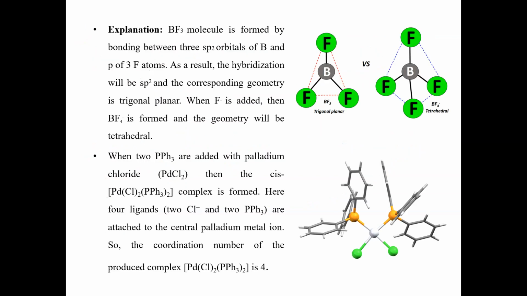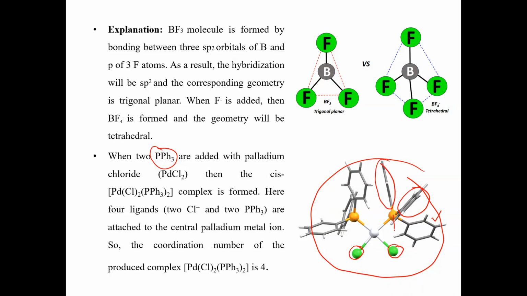Okay, if I discuss the second one, when two triphenylphosphine molecules are added to palladium chloride, this cis complex is formed. Here there are two chloride ions, right? And one phenyl ring is there, second is this one, and third is this one. And this is a phosphorus atom, right? And similarly on the left side. So the cis complex is formed. Here, four ligands, two chlorides and two triphenylphosphines, are attached to the central palladium metal ion.